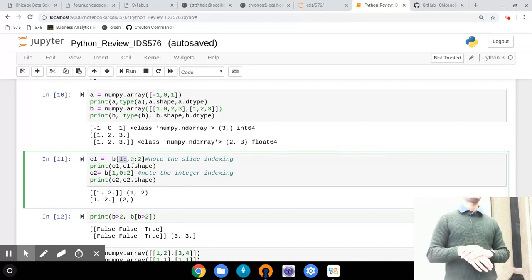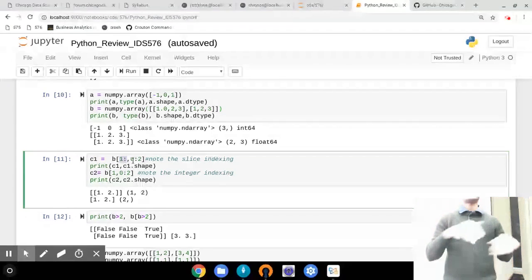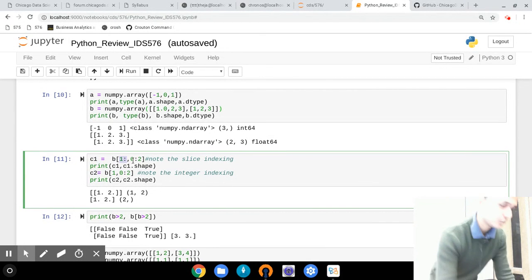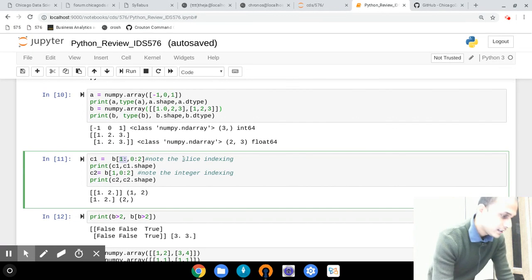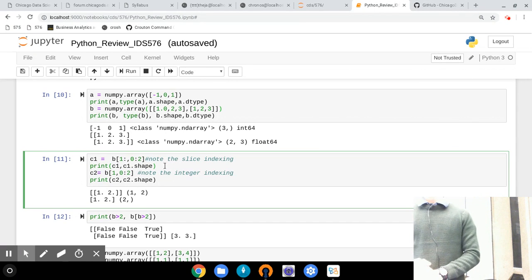That's the indexing. These are not simple examples. I've crammed a few things into each line, but that's what's happening here. If you have a matrix and you want to get a few rows and a few columns, you can easily subset and get a smaller matrix or a vector, for example. Any questions?